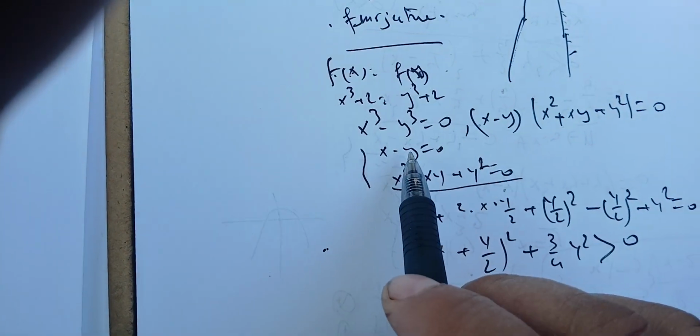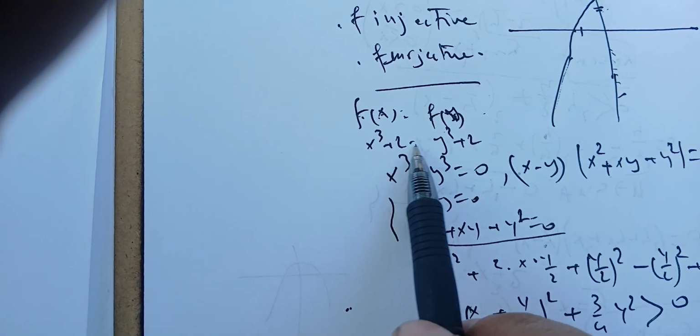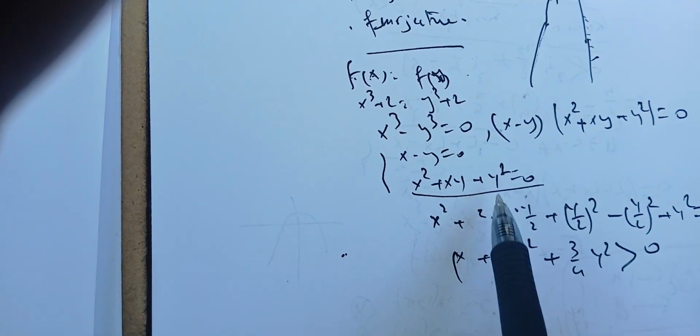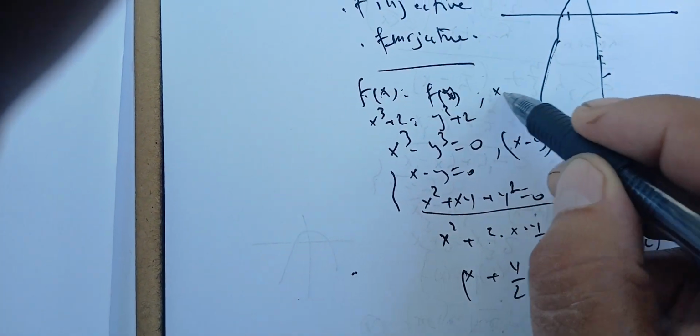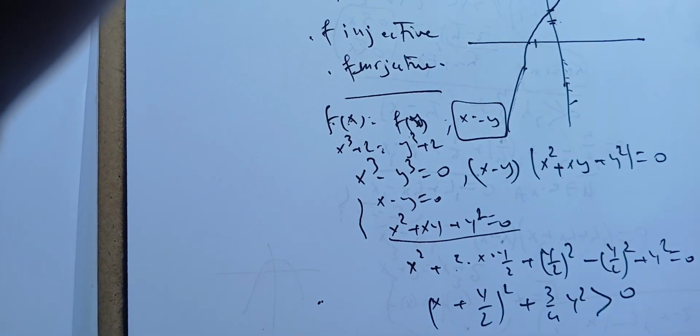So the only option for these two to be equal is that x is y. This proves that our function is injective.